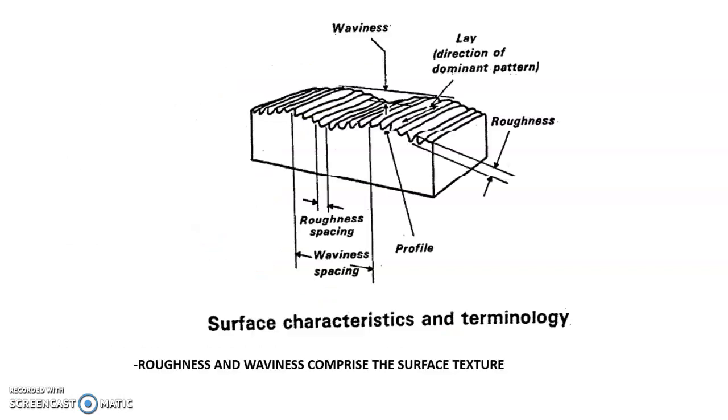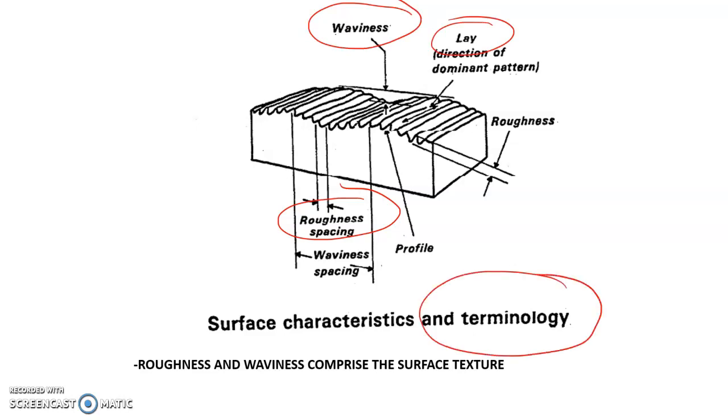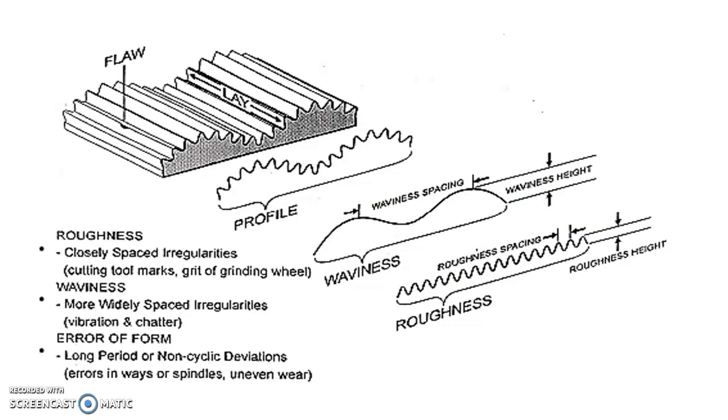The surface texture or nature of the surface can be defined using the roughness of the surface, waviness, and lay. And discussing all these terms comes under the terminology of surface texture. From the available surface irregularities, if we filter out the closely spaced irregularities like this, then it is known as the roughness. The average height of this roughness is known as roughness height, and the average spacing is known as the roughness spacing.